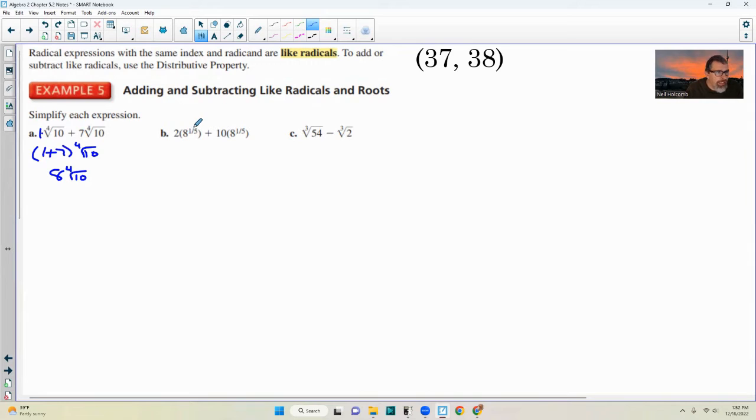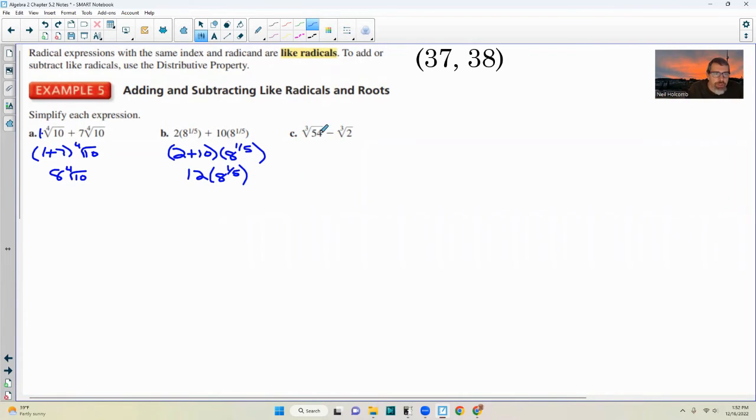So here we have 8 to the 1/5, 8 to the 1/5. They are the same, so I'm going to take 2 plus 10 times 8 to the 1/5. 2 plus 10 is 12 times 8 to the 1/5. And that's it, we're done. 12 times 8 to the 1/5.